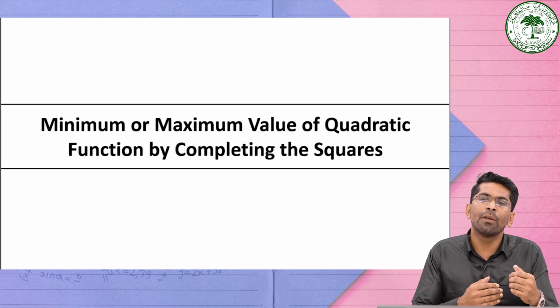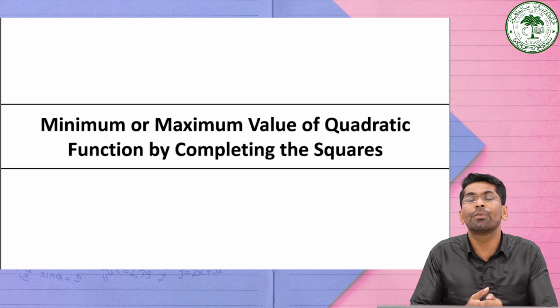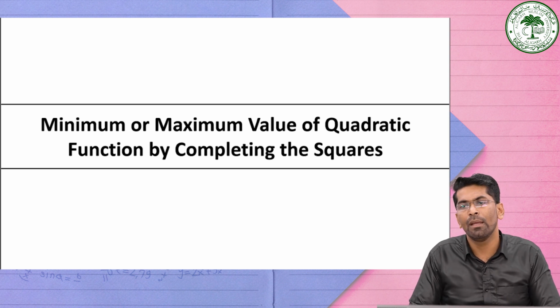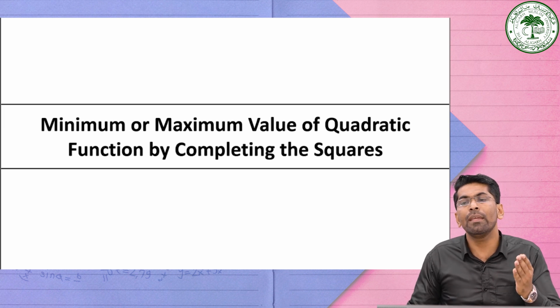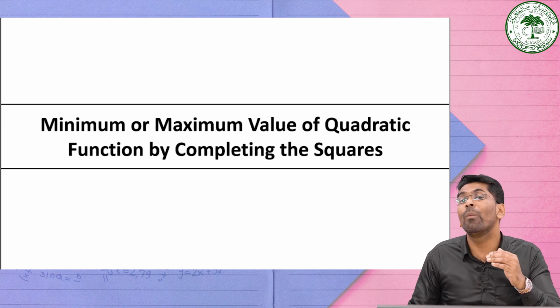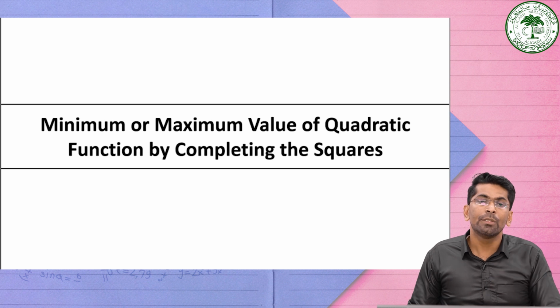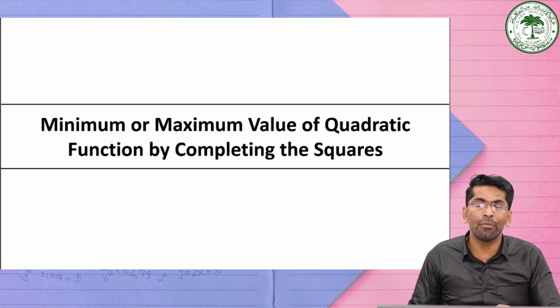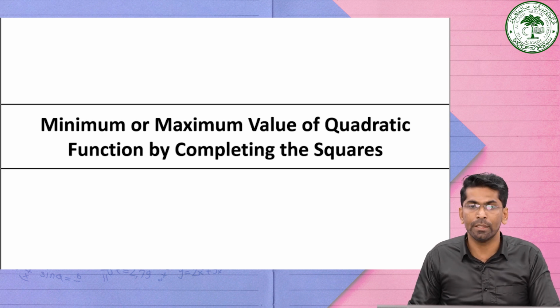In the last lecture, we discussed the method of completing squares for solving a quadratic equation. This method involved transforming a quadratic equation into a perfect square trinomial, which can then be easily solved. So here we want to find out the minimum or maximum value of a quadratic function by using completing squares, which is considered one of the applications of completing squares.